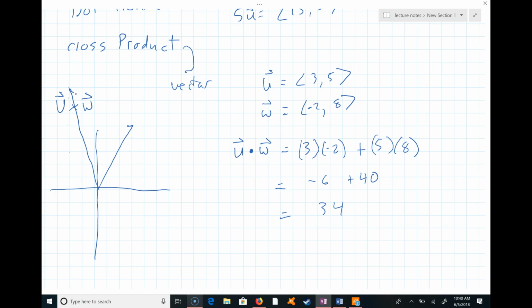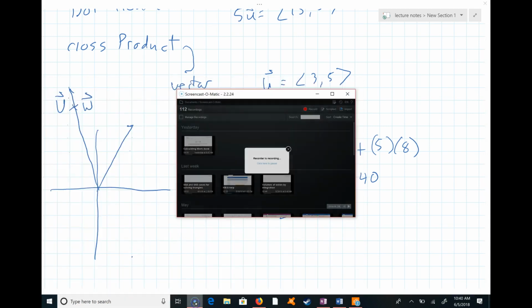Now, I might be wrong, because I haven't spent a lot of time on vectors. In fact, vector analysis was my least favorite class in undergrad.